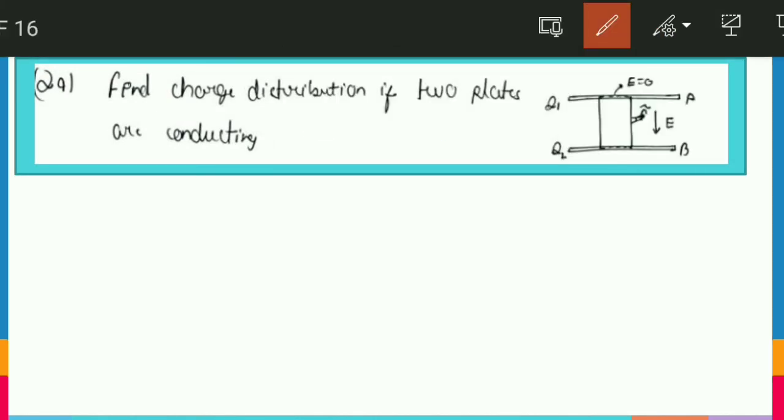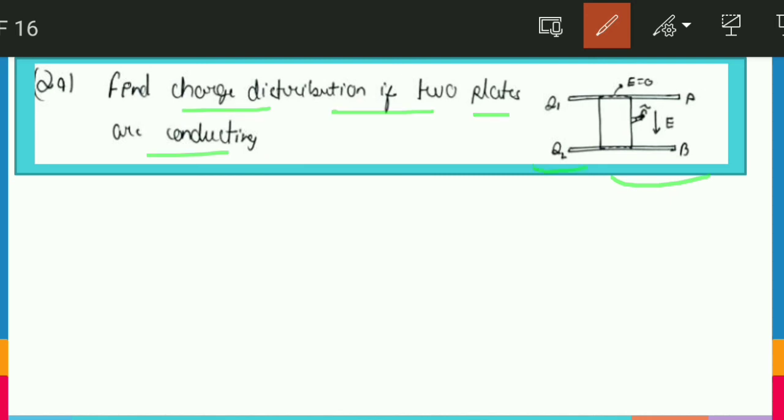What it says, and the answer which we will get from this question, we will learn it as a formula, because it will be frequently used in our other questions. So let's see how we have to do. We have to find the charge distribution if the two plates are conducting.